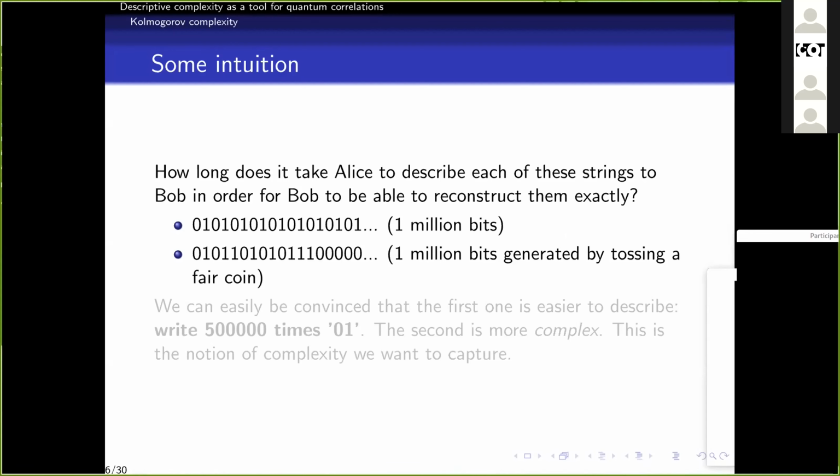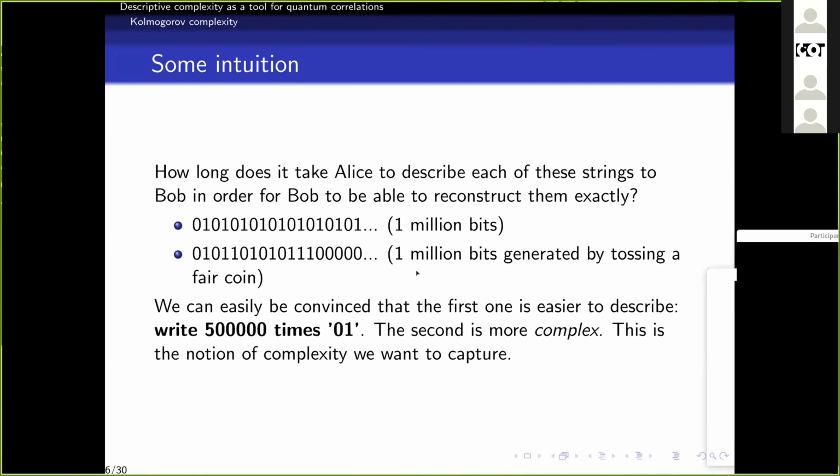It's easy to get convinced that the first one is easier to describe because she can just tell Bob, write 500,000 times 0, 1. So in just a second of a phone call, she can describe the string. However, the second one is more complex because in order to describe it to Bob, she has to tell Bob every single bit from the string. So this is the notion we want to capture with Kolmogorov complexity.